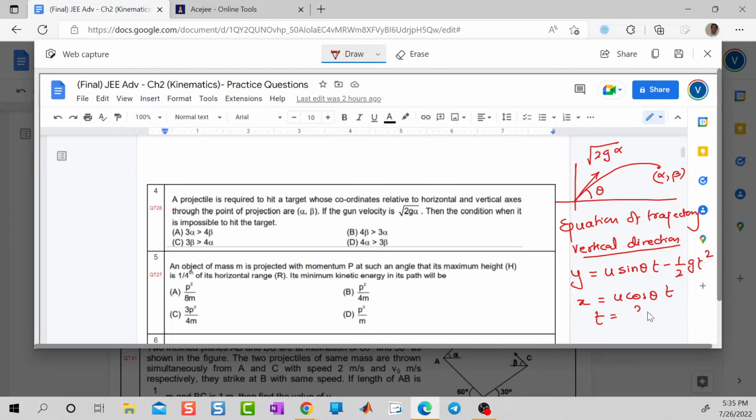If you put that in there, you're removing the variable t, so all you'll be left with is a relation between x and y along with the initial launch variables u and theta. So what do you get? y equals x tan theta minus half g times x squared by u squared cos squared theta. Right, beta? So this is the equation.